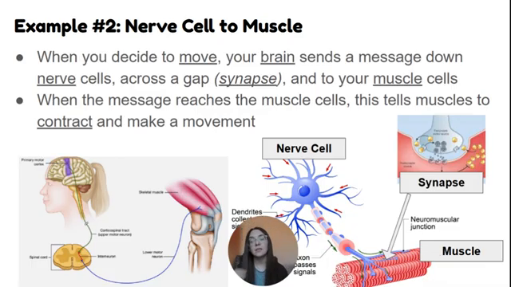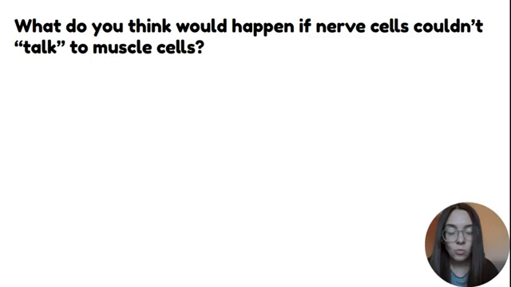When the message is received by the muscle cells, it's going to tell muscles to contract and make a movement. Okay, so every single tiny little movement that you make, this process is happening constantly. This image here is just showing that again. Here's the brain. We have a nerve cell. It can be very long cells that reach to the muscle and tell it to contract. You're going to have many, many nerve cells connected to muscle cells to do that. What do you think would happen if nerve cells in the brain couldn't talk to muscle cells in the muscle tissue? I want you to write your response below.